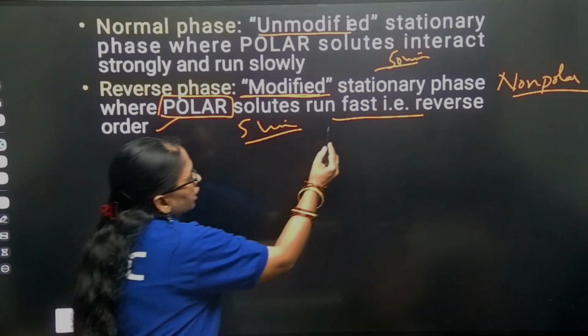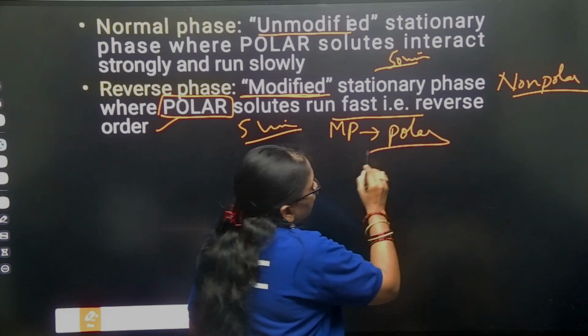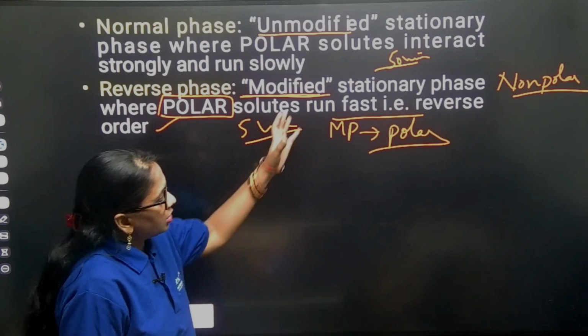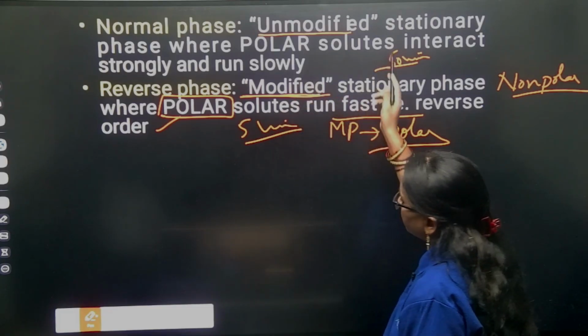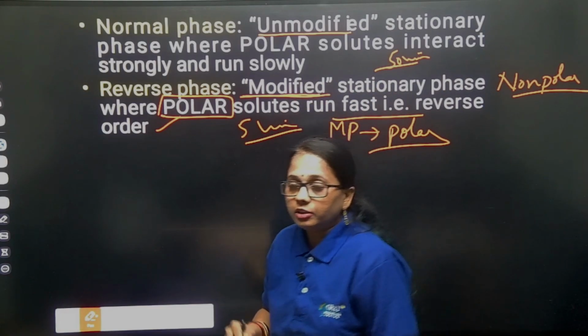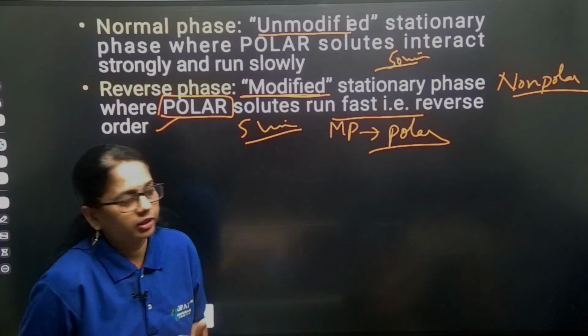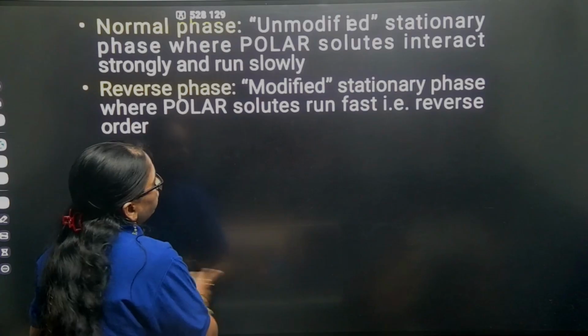Here, the mobile phase solvents are going to be polar solvents, because the stationary phase is non-polar here. Whereas in the normal phase you are going to see the stationary phase as polar and the mobile phase as non-polar. So that is the difference between normal phase and reverse phase.